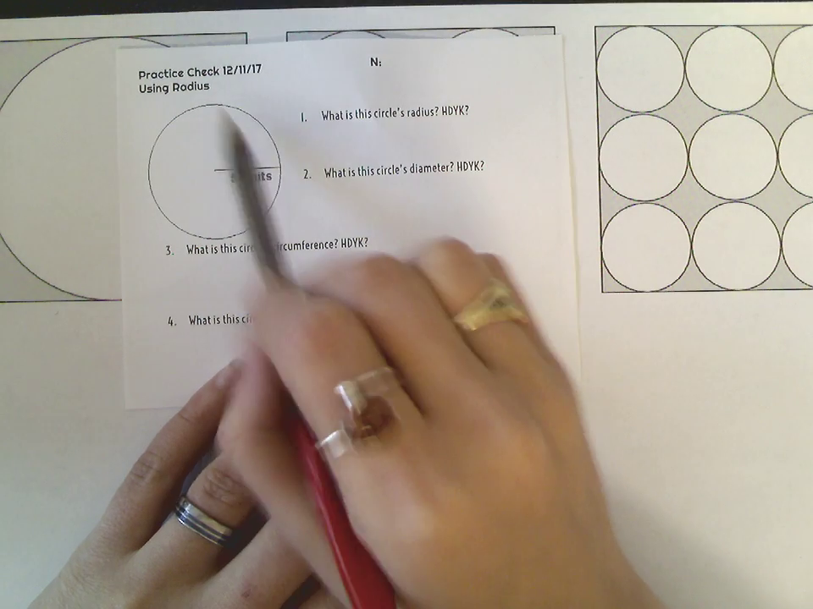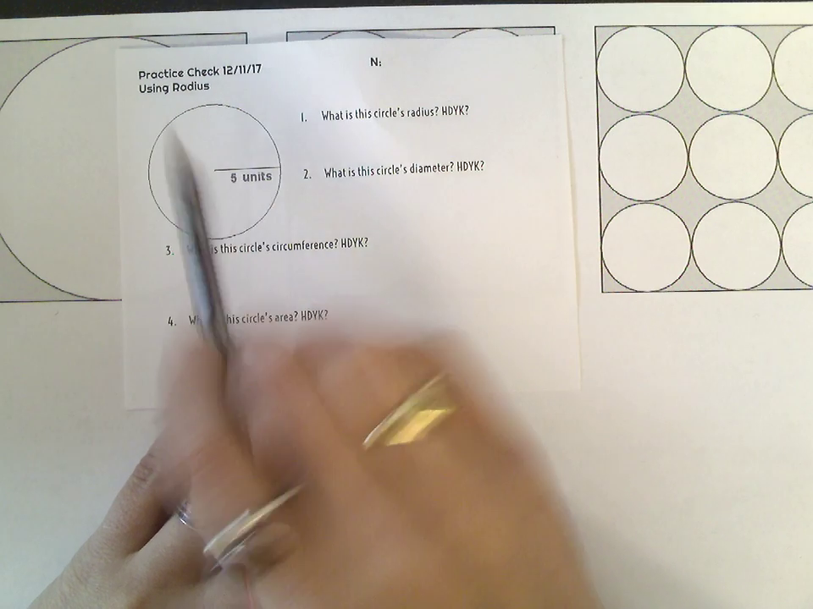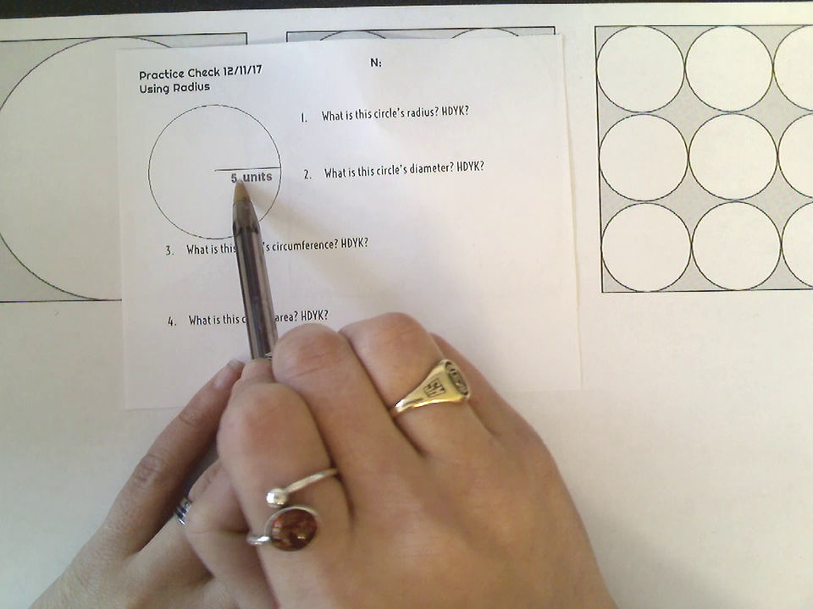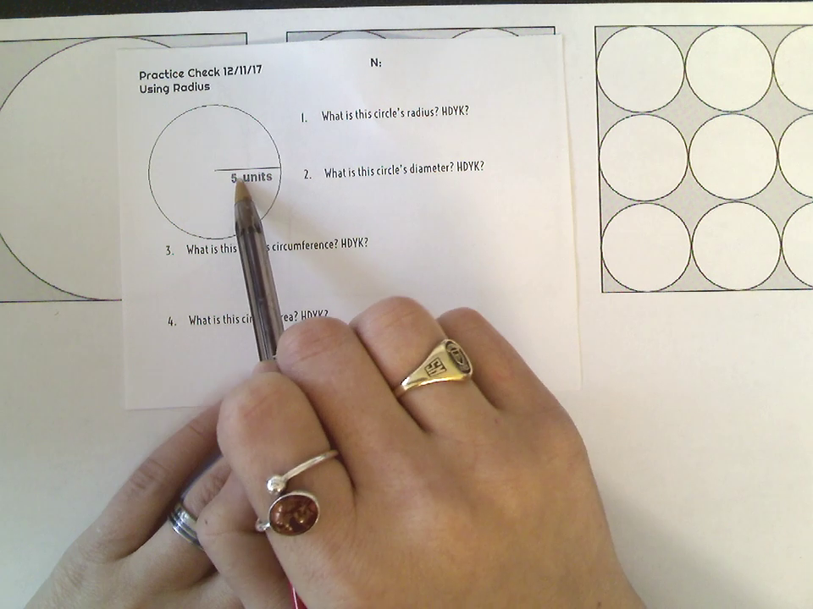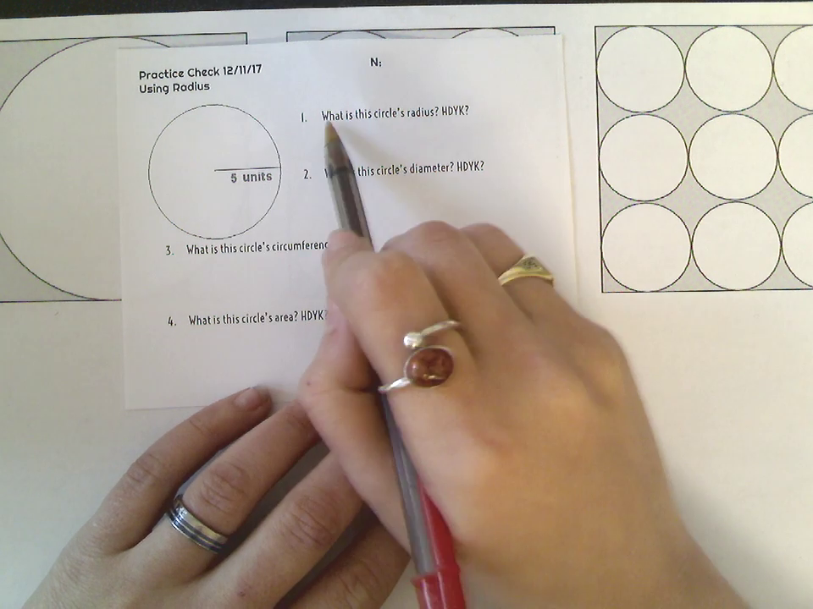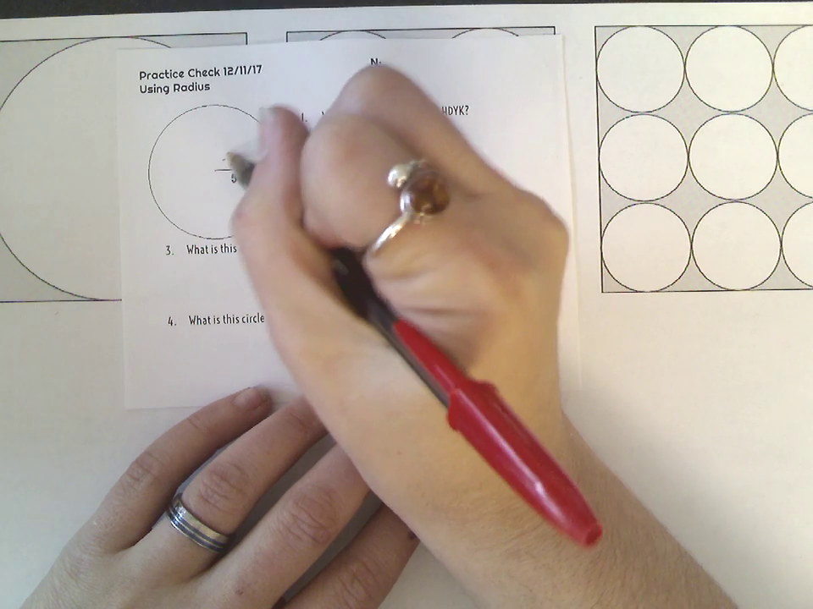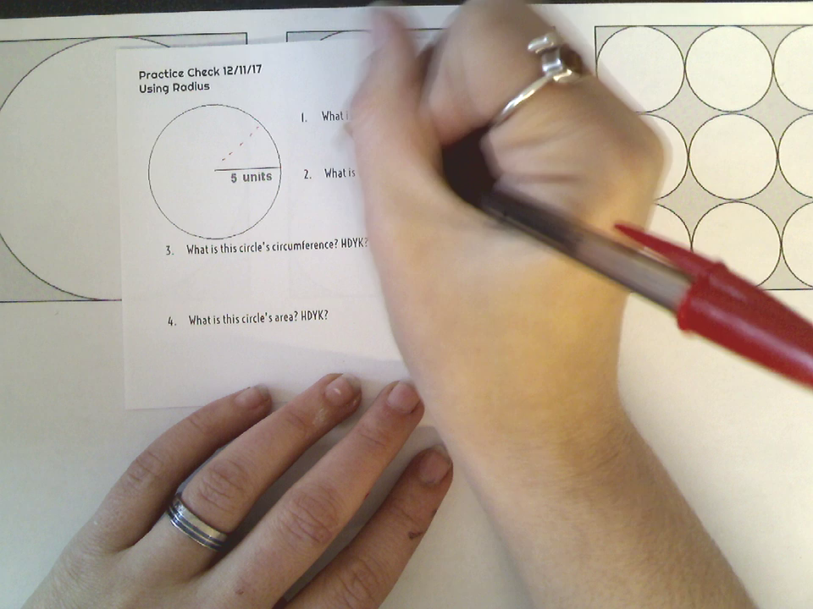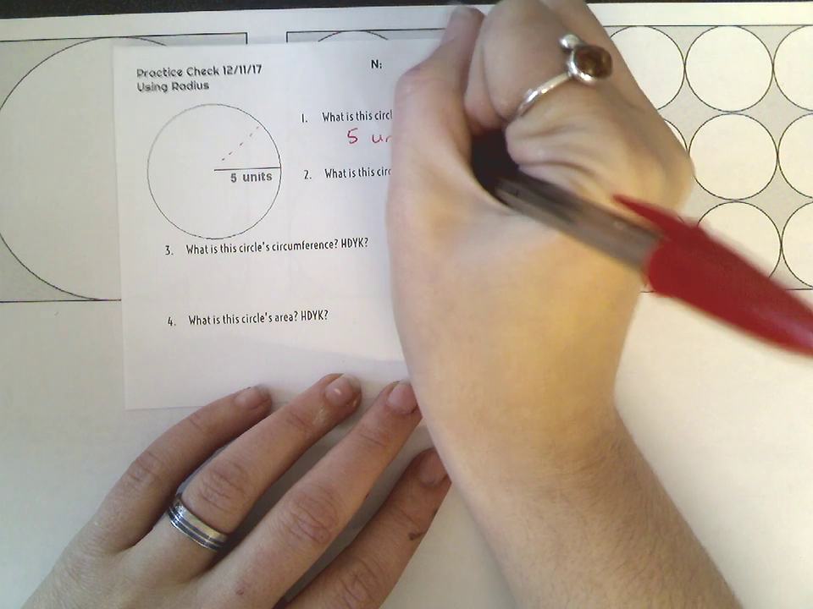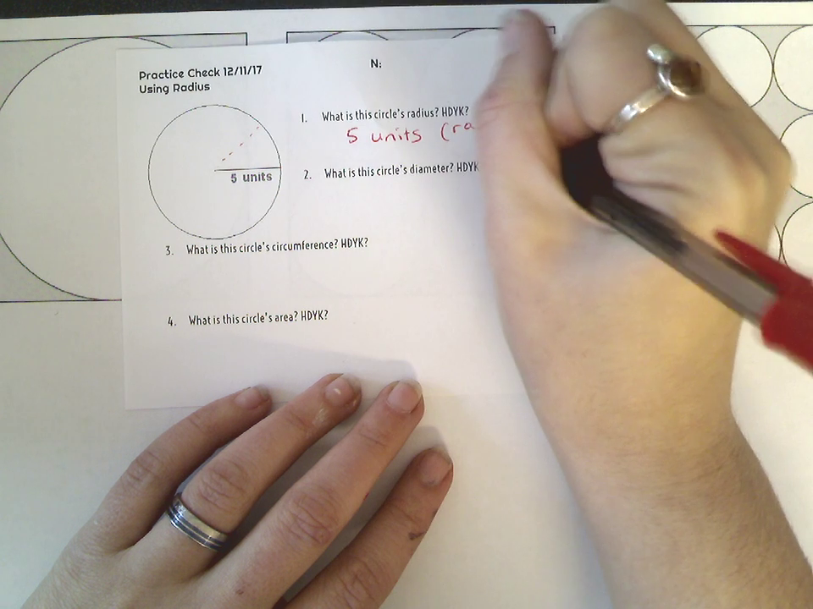In this case, we have a circle, and the distance it looks like from the center to the boundary is 5 units. So first off, I need to decide, what is that? Well, what is the circle's radius? I know the radius is the distance from the center to the boundary, so the circle's radius must be 5 units because the radius is shown.